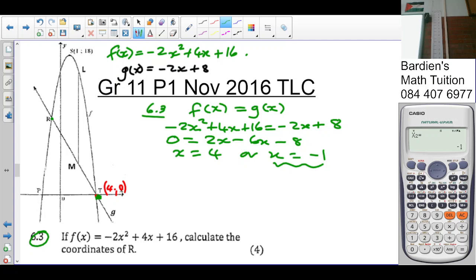So what do I do with that? I either substitute it into the parabola or the straight line. I'm going with the straight line since it's easier to work with. That gives me an answer of 10. Therefore r is going to be negative 1 and 10.